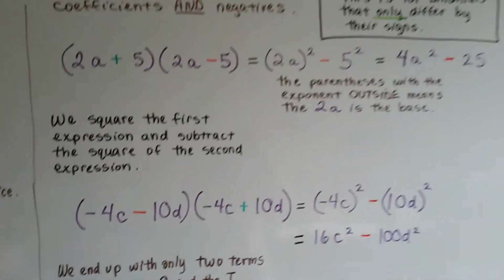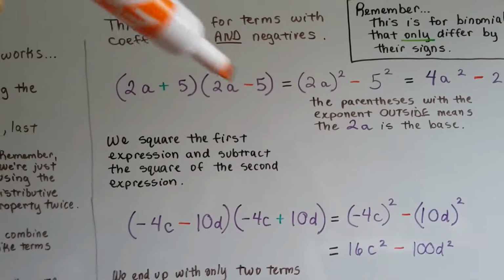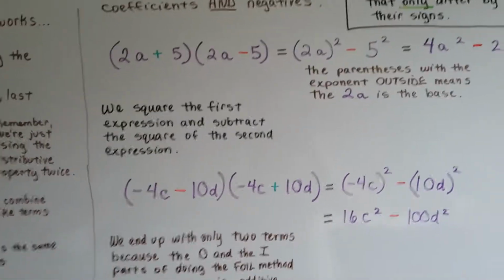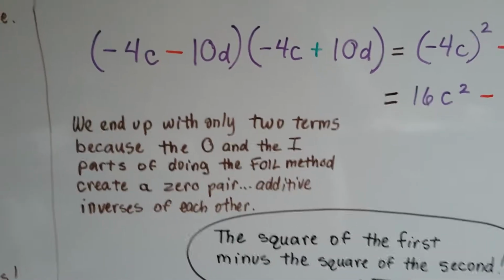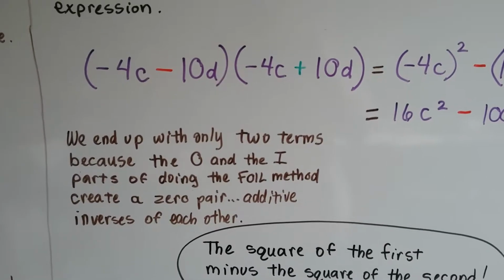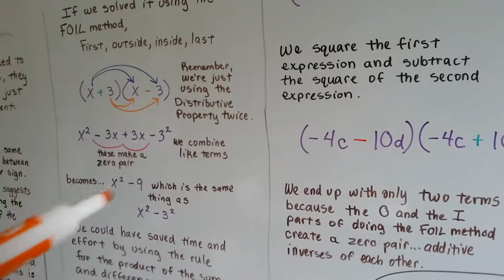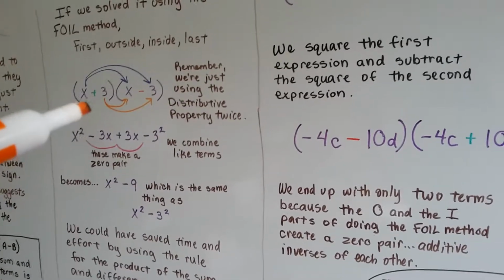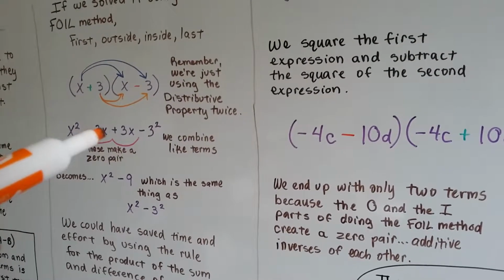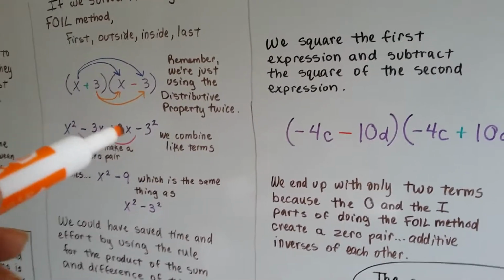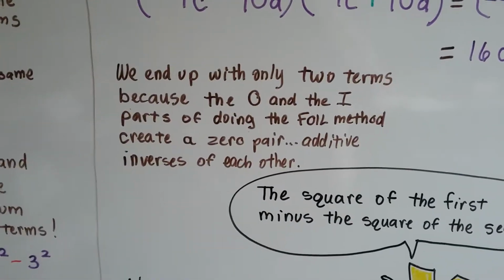So remember, it's only when they differ by their sign, okay? They look almost identical. It's just their signs are different, okay? Their operation signs. So we end up with only two terms because the O and the I parts of doing the FOIL method create a zero pair. See? This is the O and that's the I. This is the x times negative 3. That's the outer. And the inner, the 3 times x. Between those two, the O and the I part of FOIL create a zero pair, the additive inverses of each other, okay?